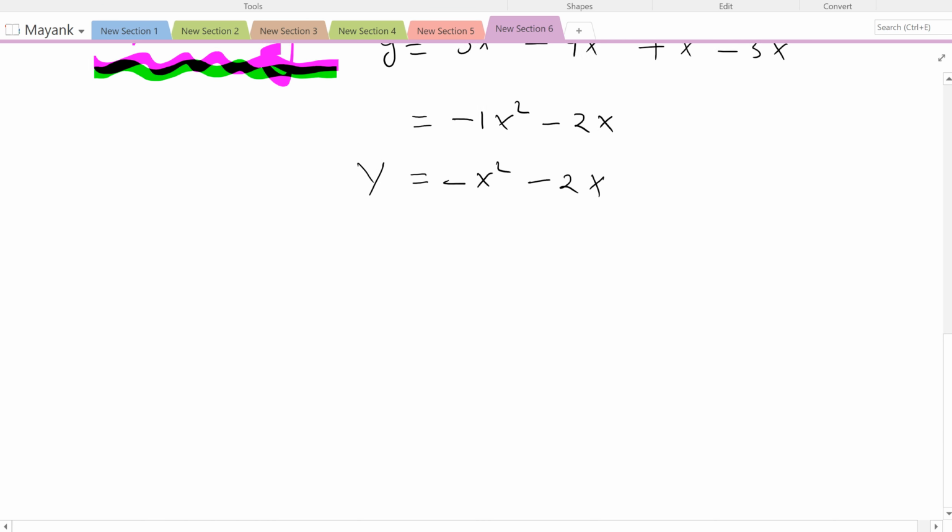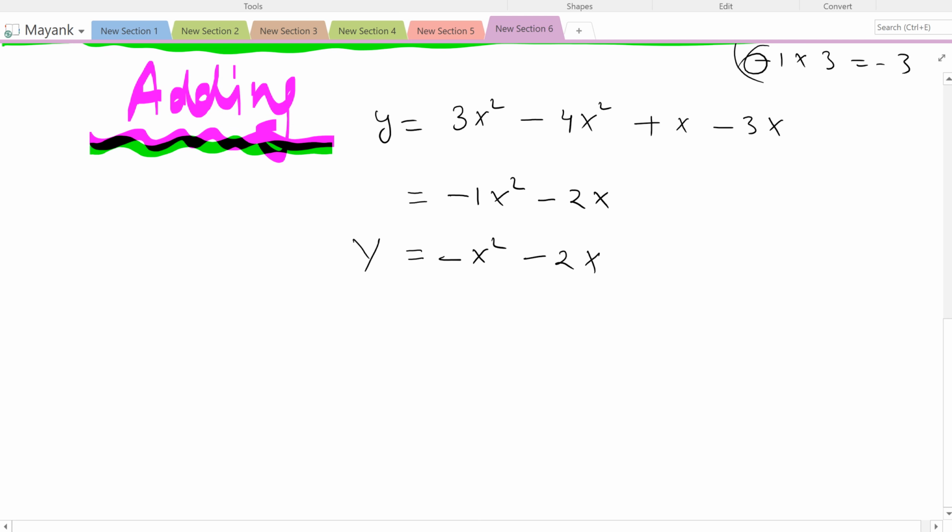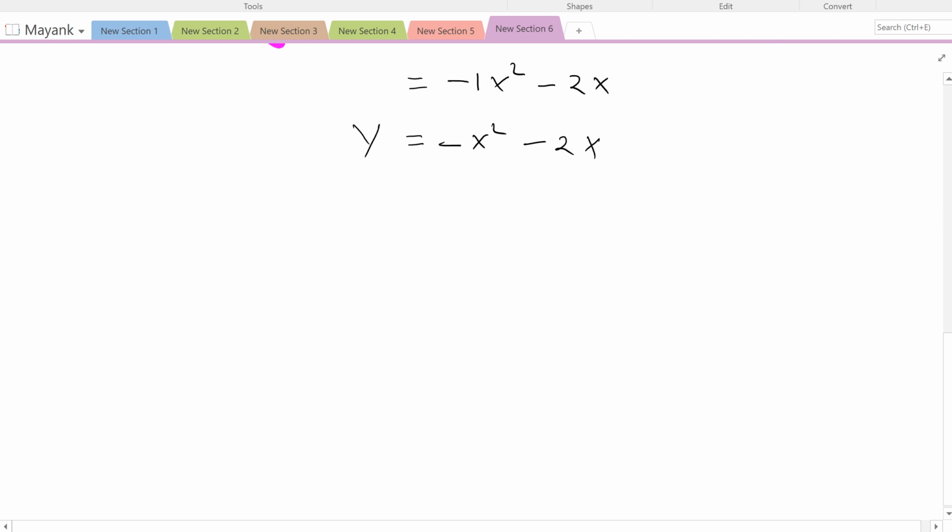So we always add and subtract like terms. What we call like is when the powers are the same and the variables are also the same, like x squared, then they can interact in the same manner. The x terms can interact, or we can add and subtract them.